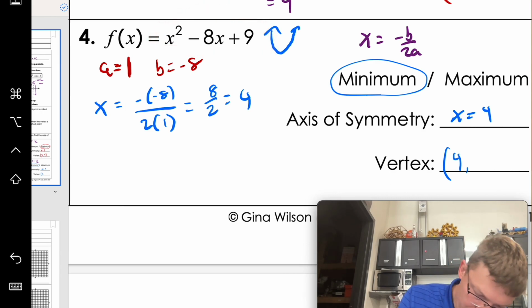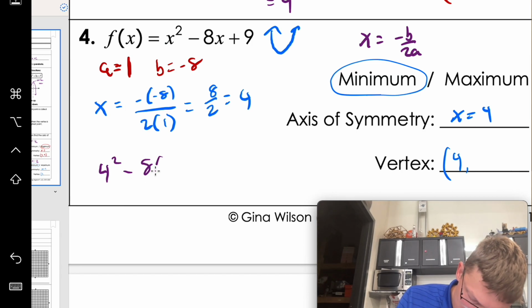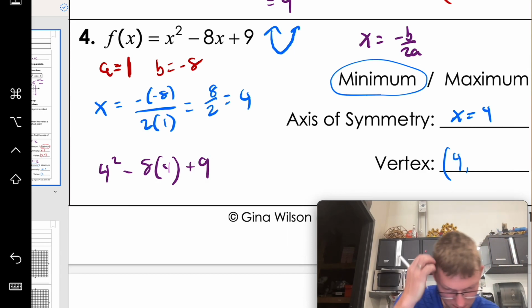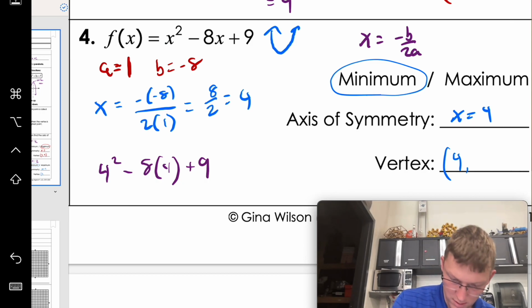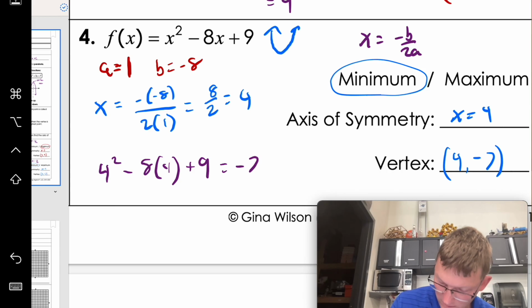So we've got 4 squared minus 8 times 4 plus 9. And I'm honestly just going to plug that into my calculator. 4 squared minus 8 times 4 plus 9. So then we get negative 7.